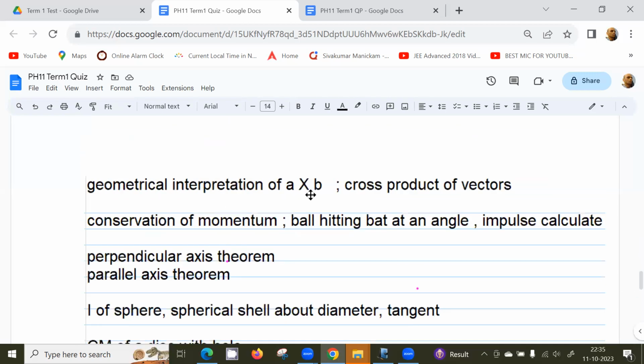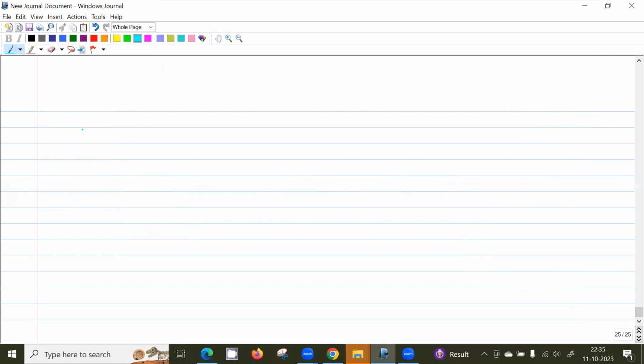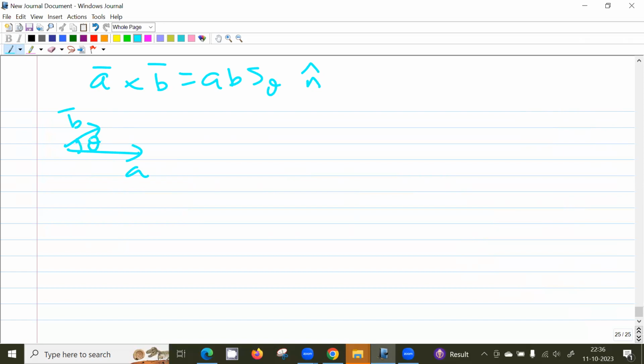Now the cross product of two vectors, A cross B. By definition, A cross B is A into B into sine theta, and there is some direction. Theta is the angle between the vectors A and B. This is vector A, this is vector B, and this is the angle theta between them. It is defined that way, by definition: AB sine theta.